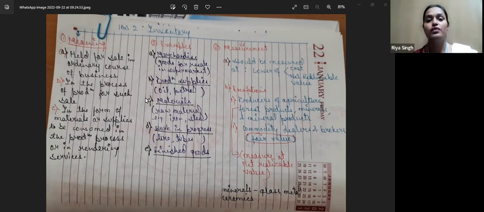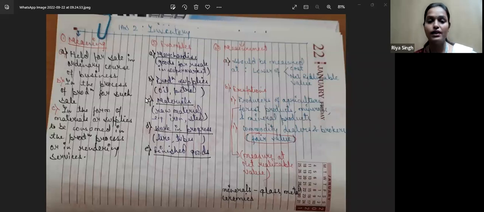Now, what are the different kinds of inventories? Inventories could be merchandise. What is the meaning of merchandise here? Goods held for resale purposes. For example, if we are retailers and we have purchased some goods from the manufacturer, whatever goods we have purchased are finished goods, but we have purchased them from the manufacturer for resale. So all those finished products will be inventory for the retailers.